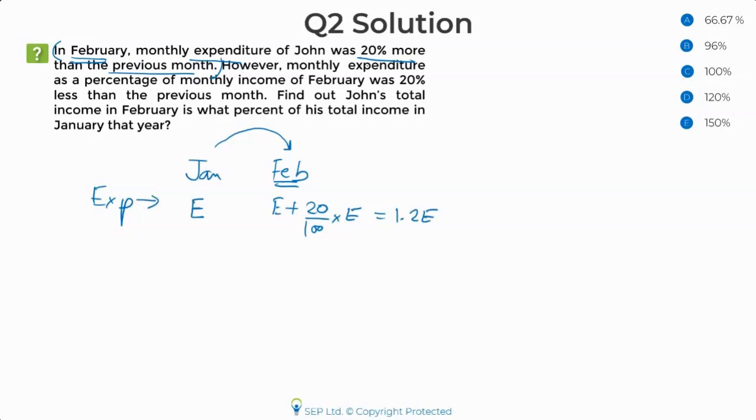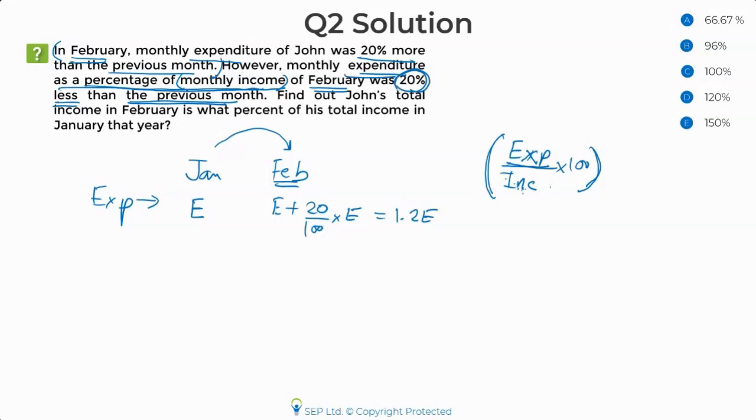However, monthly expenditure, okay, monthly expenditure, I don't know what that E is, so I'm writing it as EXP, expenditure as a percentage of monthly income. So now you're trying to find out a percentage of expenditure with respect to the monthly income. So now there's another thing that they're bringing into the picture. So this is what they're talking about: expenditure as a percentage of monthly income. So with respect to the monthly income, this percentage, okay, this is the percentage that they're talking about for February, was 20% less than that of the previous month. So what they're trying to say is this expression, whatever this is, expenditure as a percent of the income, is 20% less for February with respect to the previous month.